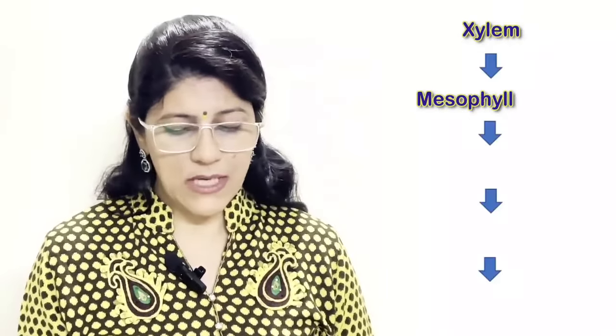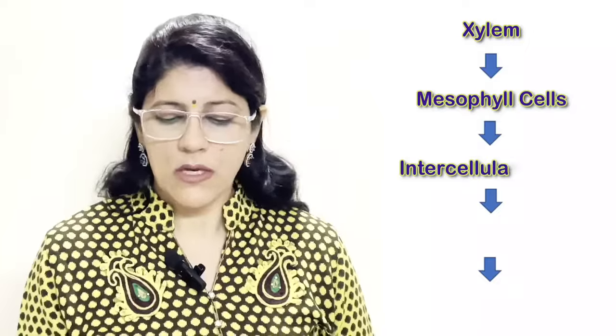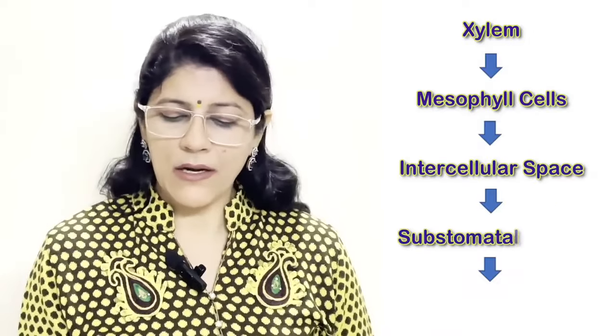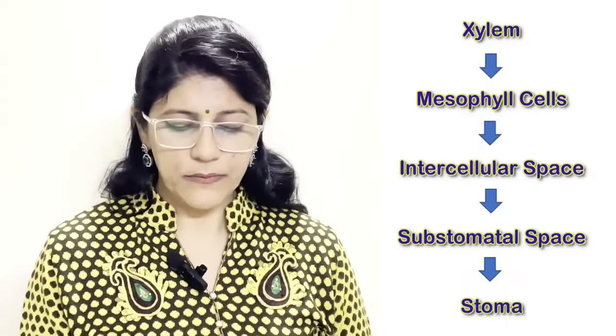Next, stoma, mesophyll cells, xylem, substomatal space, intercellular space. So starting with xylem. Xylem, mesophyll cells, intercellular space, substomatal space and last is stoma.